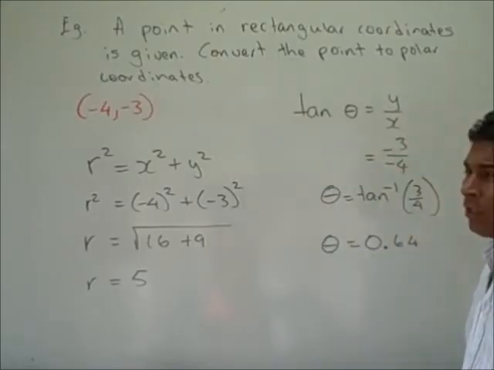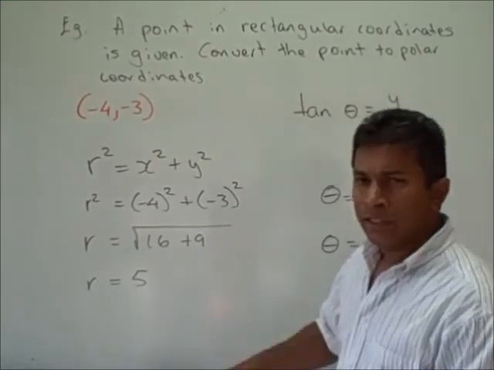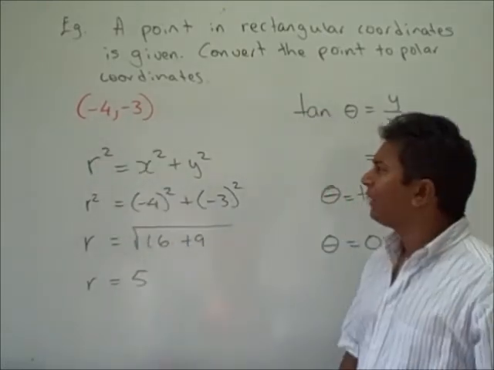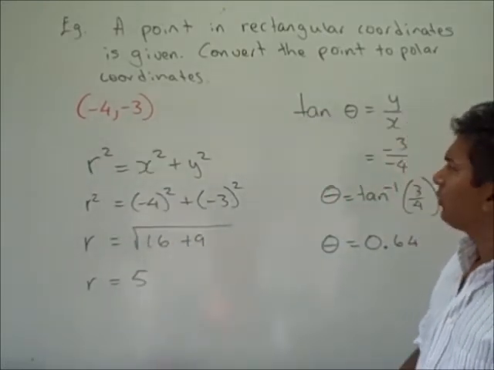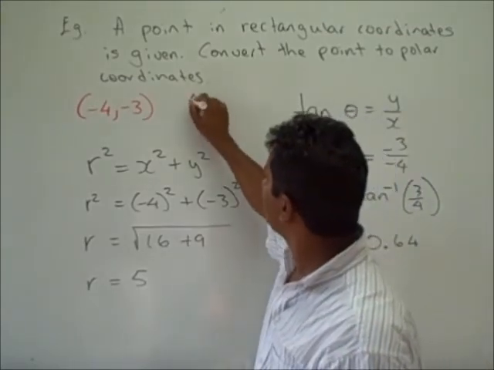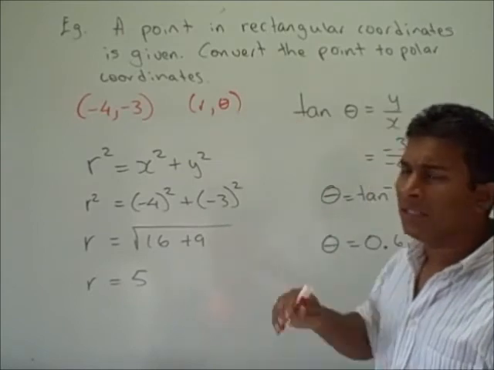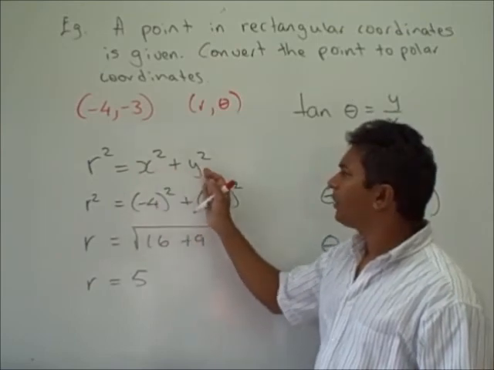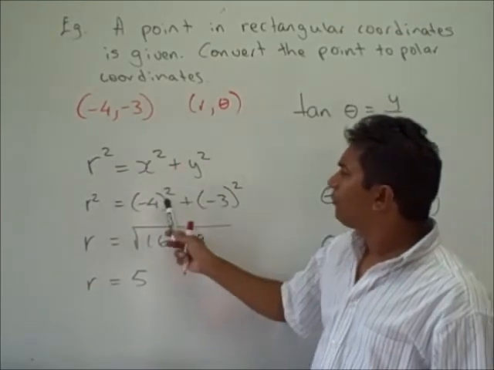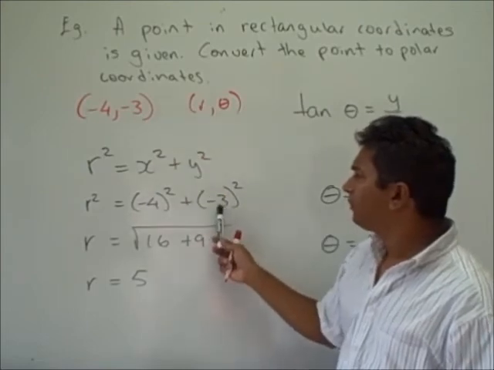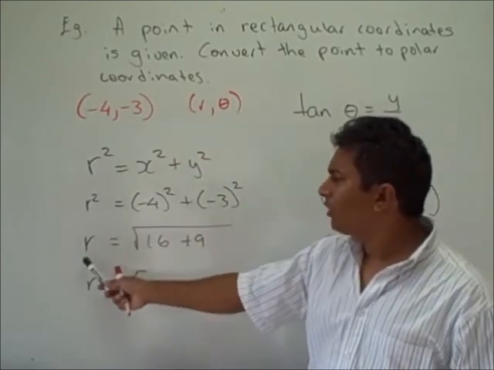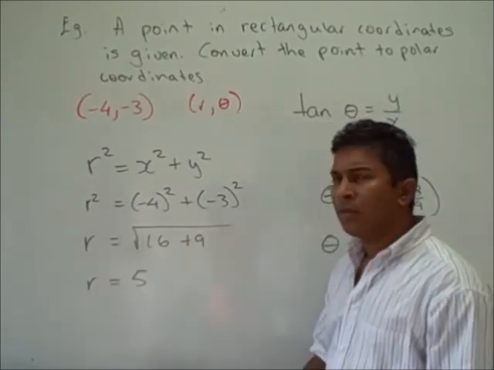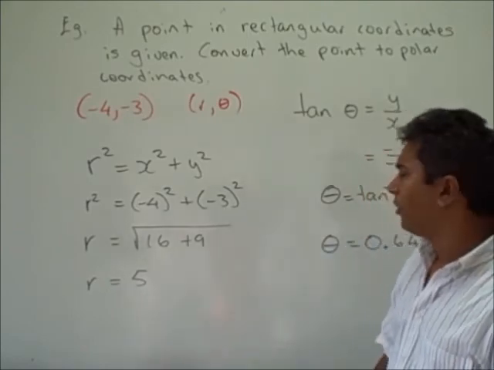Here's an example of converting rectangular coordinates to polar coordinates. Our rectangular coordinates are -4 and -3 as our x and y values. To convert to polar coordinates, which are r and theta, we need to find r and theta. We know that r squared is equal to x squared plus y squared. So r squared is equal to -4 squared plus -3 squared. So this becomes 16 plus 9. To find r, we take the square root of 16 plus 9, which gives us 5. So our r value, or radius, is equal to 5.